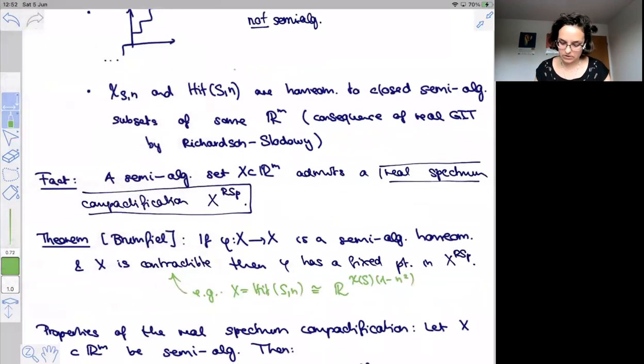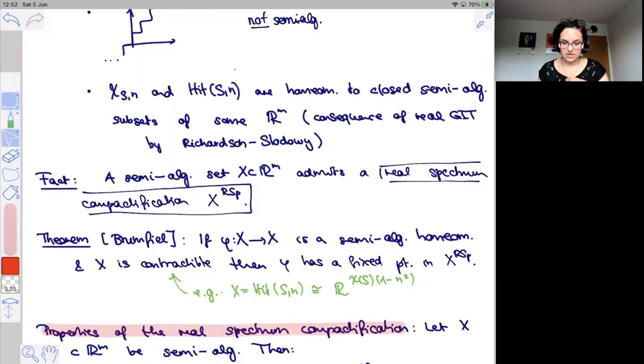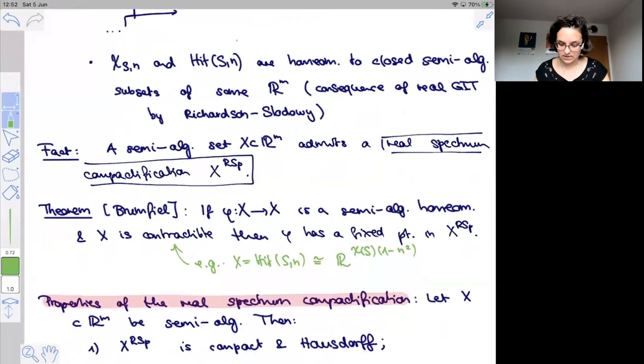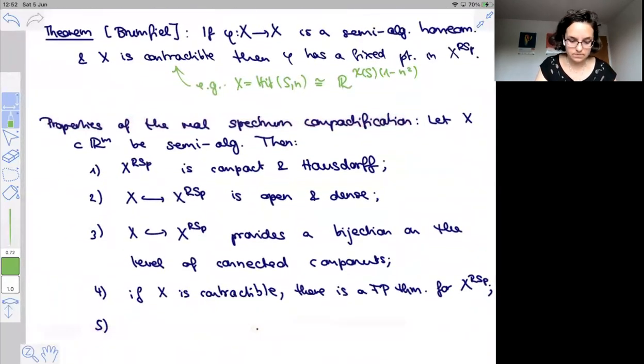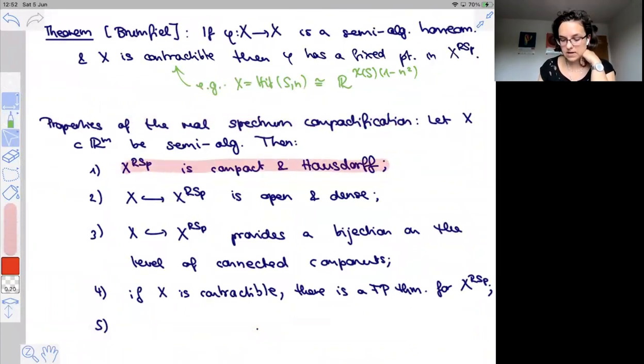Okay, let's look at some properties of the real spectrum compactification. So we start with a semi-algebraic set. Then we see that the real spectrum compactification is a compact Hausdorff space, and X lies inside there, open and dense. This was one of the properties we wanted to look at.